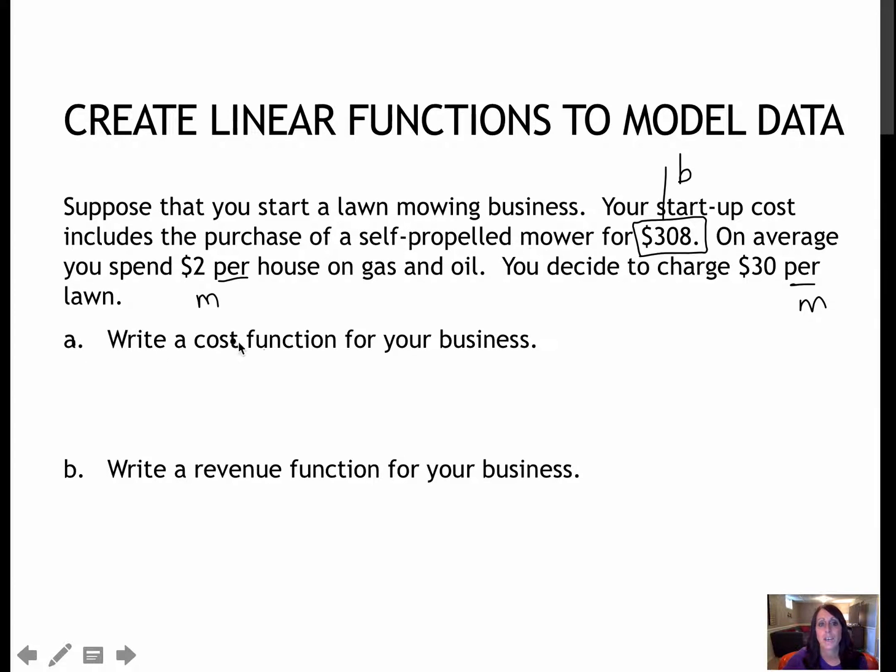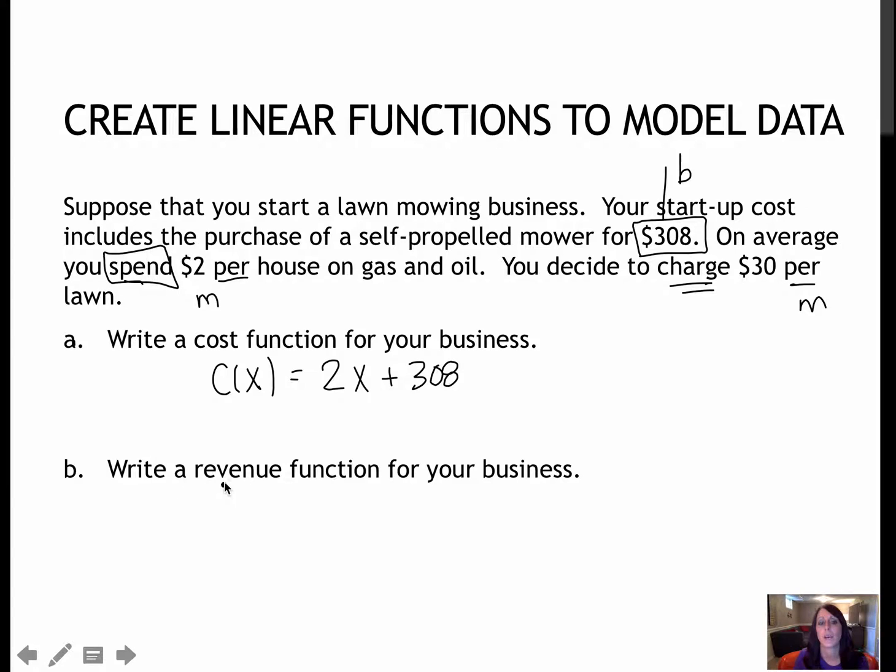So let's take a look at what we're asked to do here. For the first, we're asked to write a cost function for the business. So what's the cost of running my business? So is $308 a cost? Yes, it is. Is $2 per house a cost? Yes, because I'm spending $2. Is $30 per lawn a cost? No, that's how much I'm making. So that's not going to go in part A for the cost function. So my cost is $2 times every lawn or every house plus the $308 for the mower. So that's my one-time fee and then $2 per lawn.